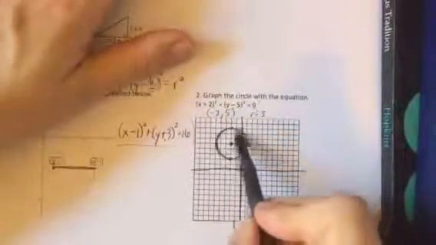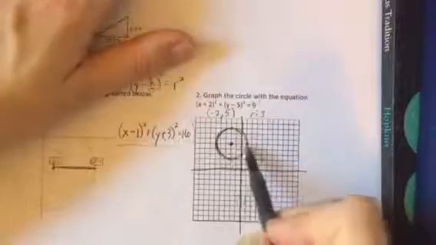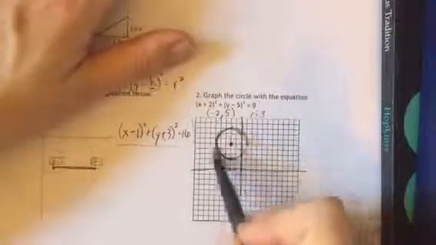Again, you need to find the center, the radius, and then use that center to move out from the radius so that you can get a pretty accurate circle.